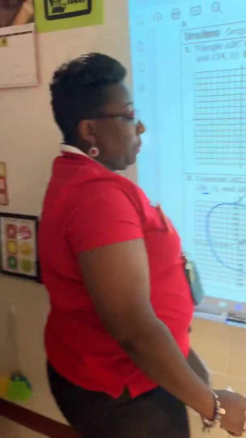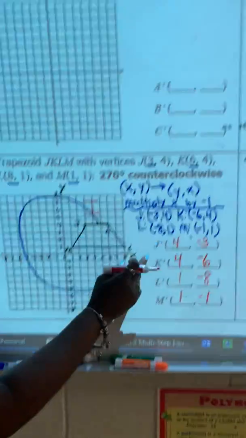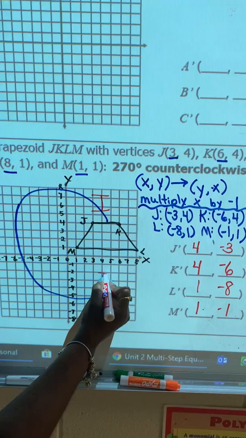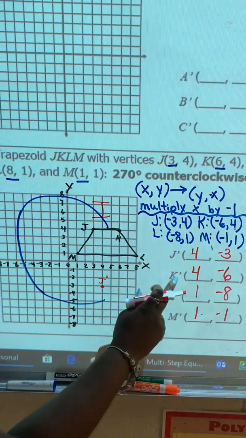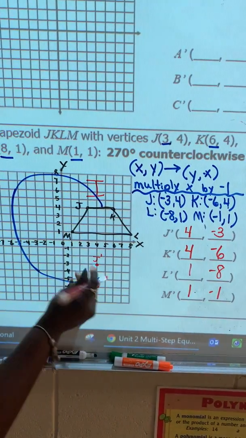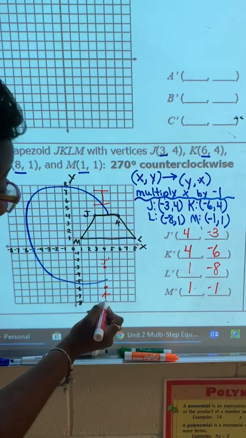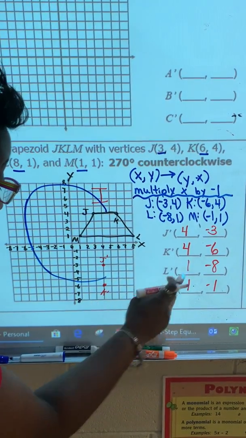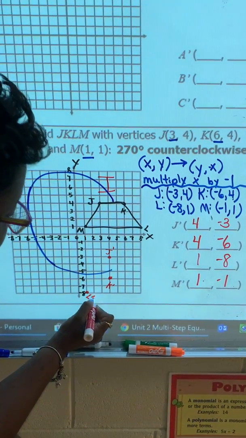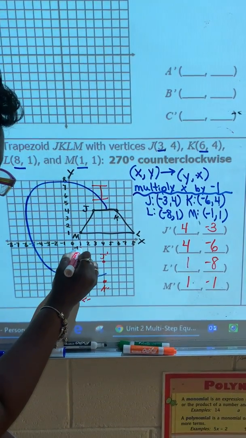So now we're ready to apply our new image. J prime is 4, -3. And that's J prime. K prime is 4, -6. And notice we are in quadrant 4, and this is K prime. L prime is 1, -8. And M prime is 1, -1.